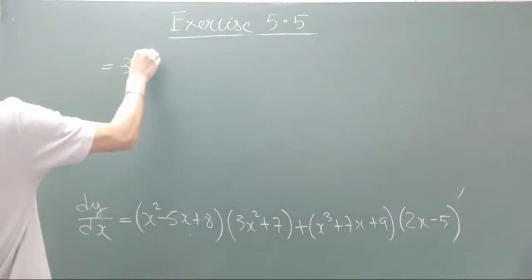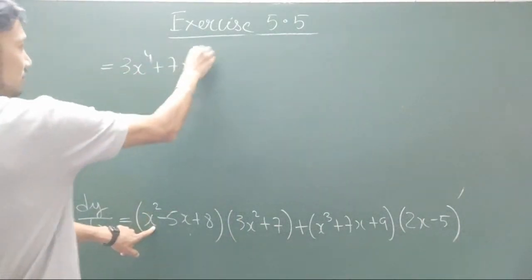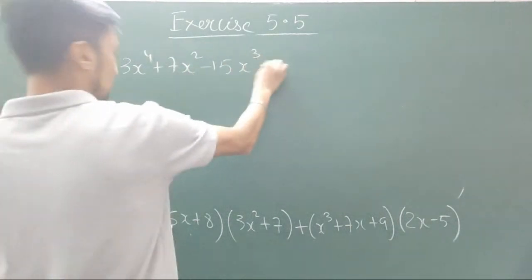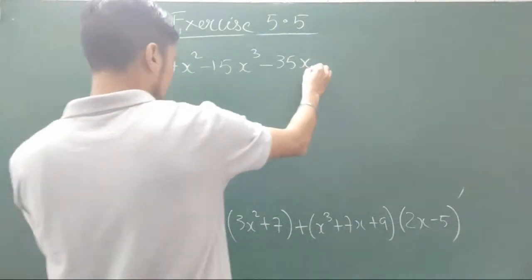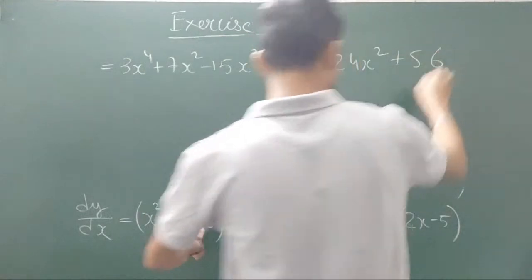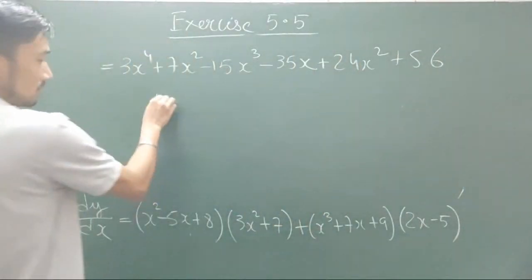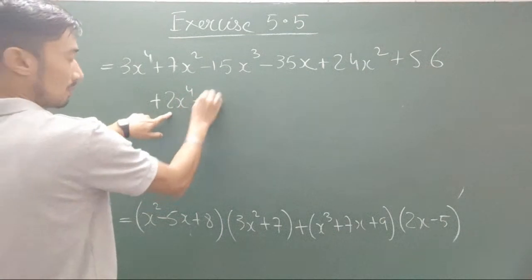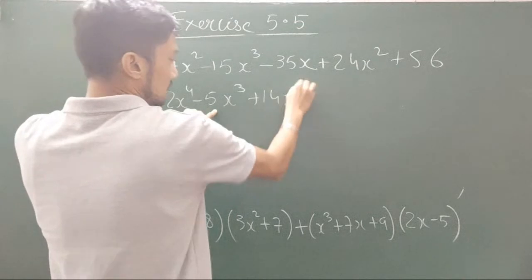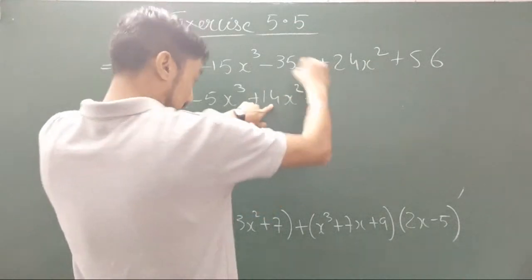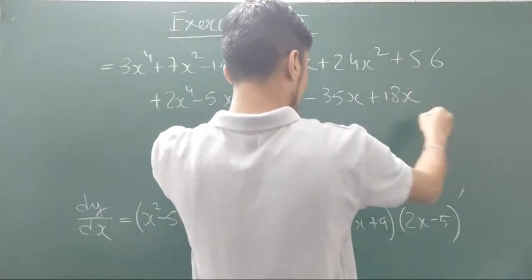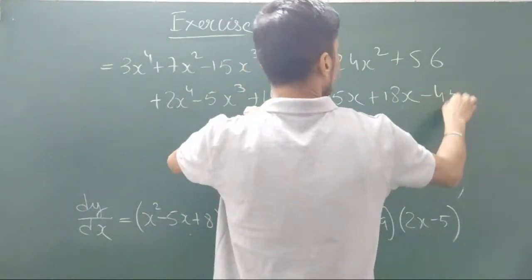Three x power 4 plus 7x squared minus 15x cubed minus 35x plus 24x squared plus 56 plus 2x power 4 minus 5x cubed plus 14x squared minus 25x plus 80x minus 45.